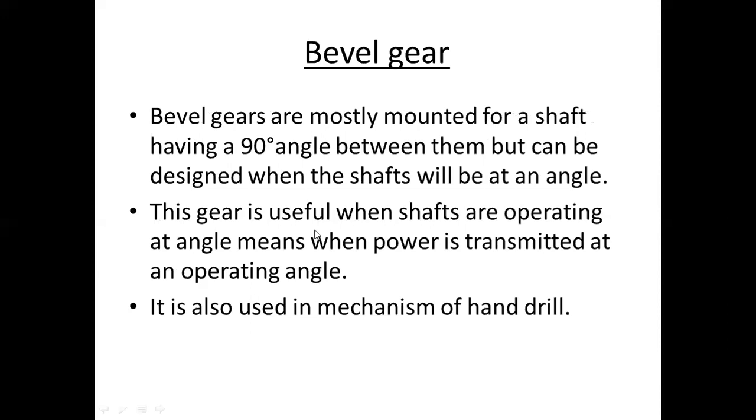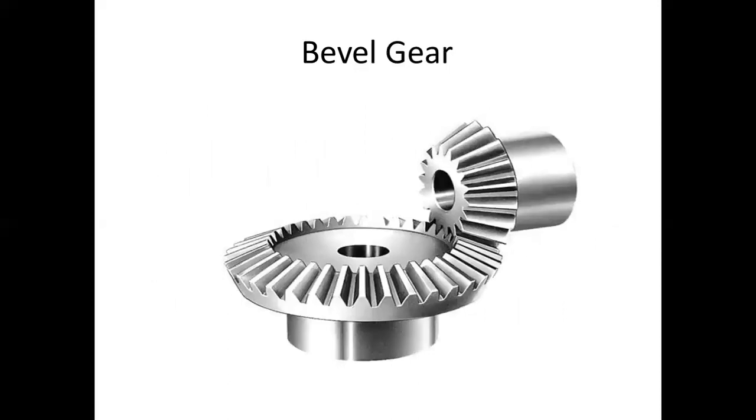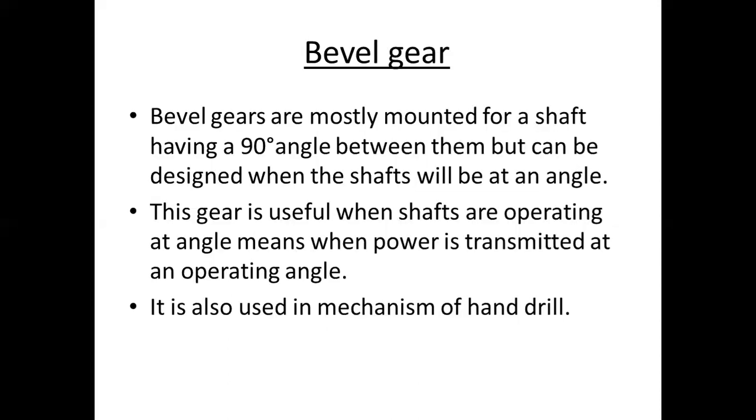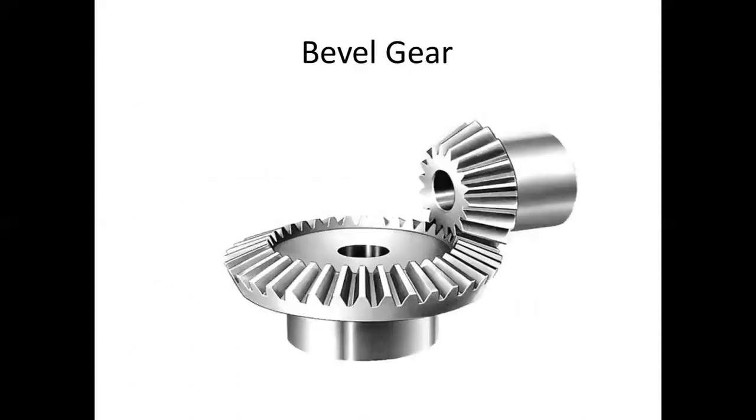The angle is 90 degrees, and power is transmitted at an operating angle. This is not a parallel shaft. There is an angle here. So we are using a bevel gear, and it is also used in the mechanism of a hand drill.